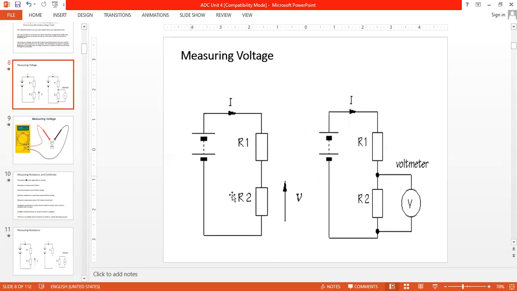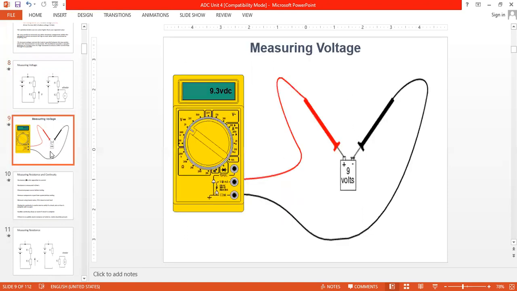Whenever you want to measure voltage with a multimeter, you have to connect the meter in parallel, because only then can you identify the potential difference between the two points of the circuit. This is the model of using a battery to identify the voltage between the two points.